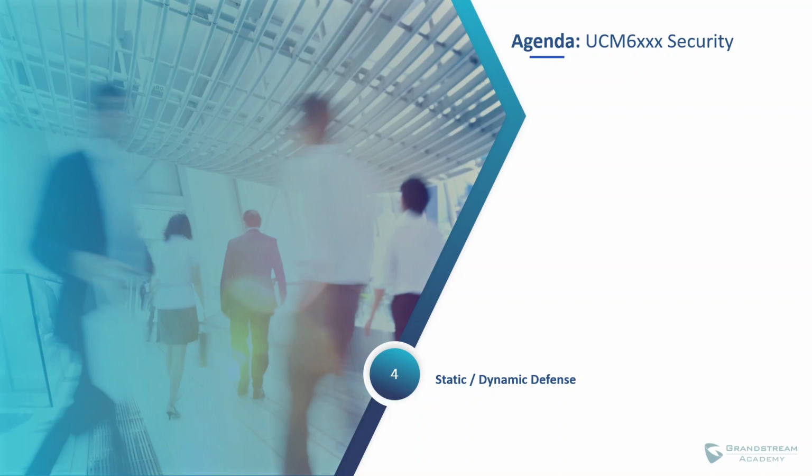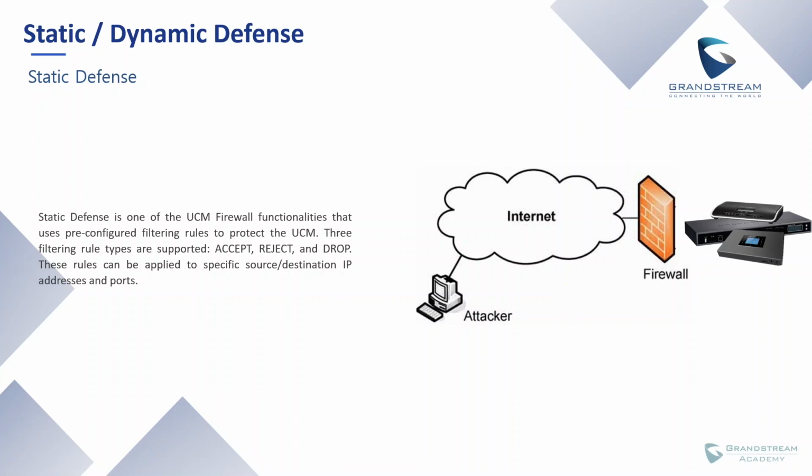And next, we're going to talk about static and dynamic defense. The UCM firewall functionality consists of 3 components: static defense, dynamic defense, and fail to ban. We're going to look at fail to ban in a different section. Each can be configured for a specific type of malicious attacks, and let's talk now about the static defense first. Static defense is one of the UCM firewall functionalities that use pre-configured filtering rules to protect the UCM.